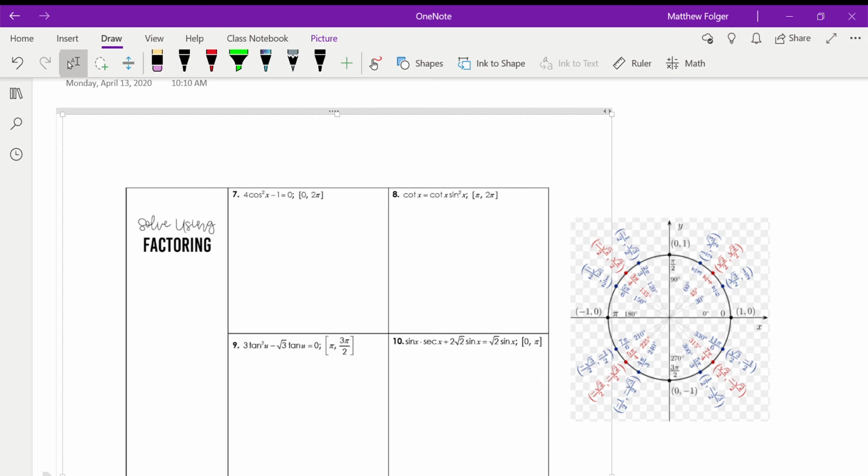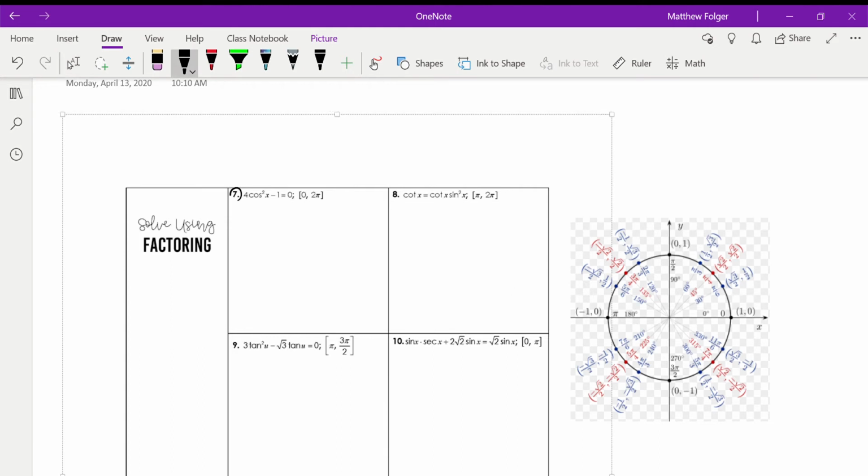All right, hey guys, we are on the back of the solving trig equations. We are going to be doing 4 problems today, solving using factoring, number 7 through 10. All right, so let's jump right in. Let's look at number 7 here.